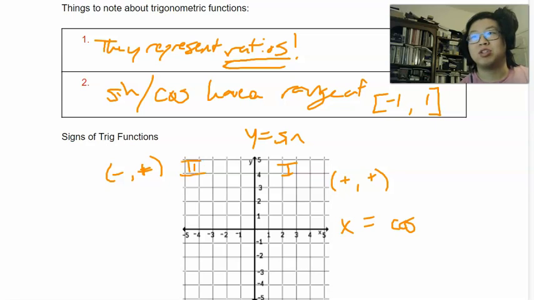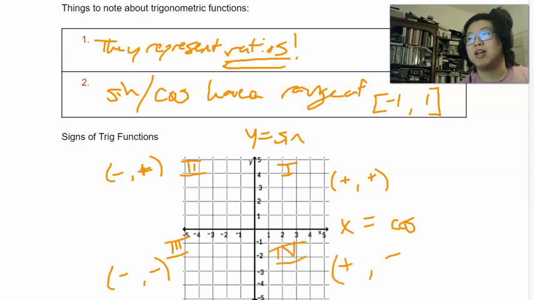Next, you have quadrant 3. I should probably write that this is 2. Quadrant 3, where both are negative. However, your tangent will be positive because if you have a negative sine over a negative cosine, the negatives cancel out and you're left with a positive tangent. So tangent is positive down here and negative everywhere else. Finally, you have quadrant 4, which has a positive cosine and a negative sine, which also leads to a negative tangent.